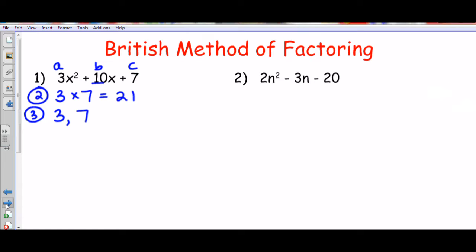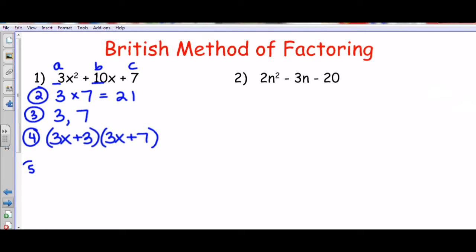So now in step 4, I want to take my A term with an x and put it in front of the 3 and of the 7. My A term was also a 3. So in my first set, I'm going to have the 3x with the factor of 3 that I found. And then in my second set, I'm going to have 3x as well with the factor of 7.